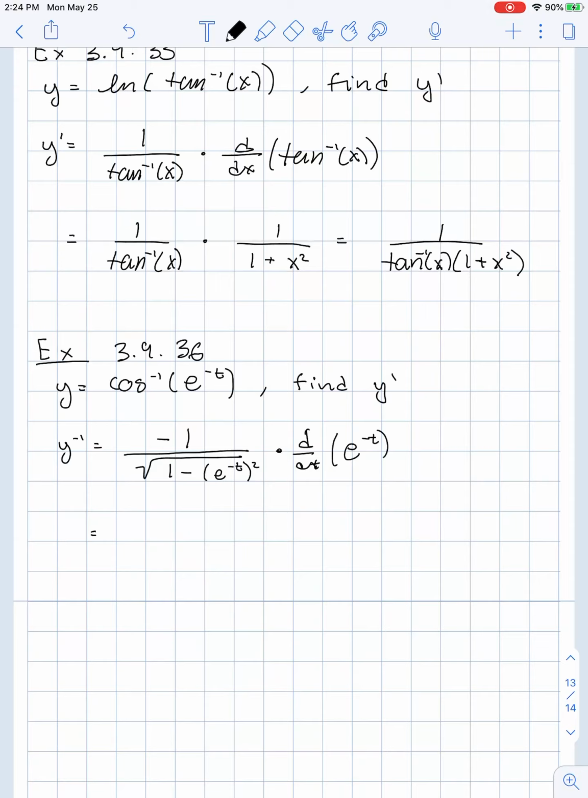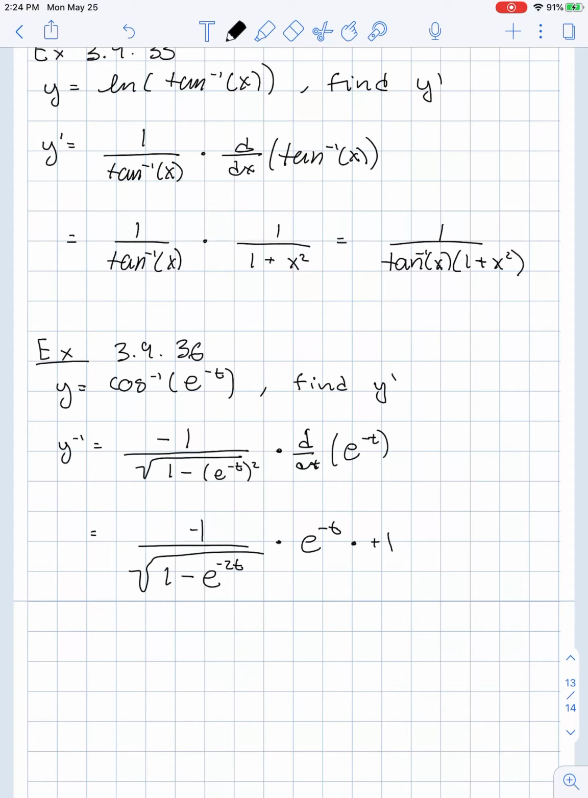So e to the negative t's derivative is going to be e to the negative t times negative 1, the derivative of negative t. It's kind of like a triple chain rule. So we're still going to have 1 over the square root of 1 minus e to the, I'm going to simplify that and make that negative 2t. Those guys are going to multiply times e to the negative t times negative t's derivative, which is negative 1.